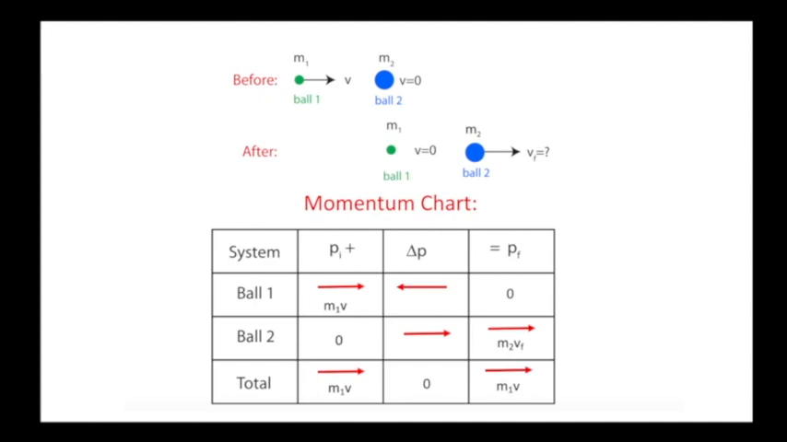So that's an example of how momentum charts can be a little more than you need. This is 6 equations, but we're only asked for one thing. I solved the equation, learned what v final would be before I actually finished filling out the momentum chart. And that's fine. I usually won't.